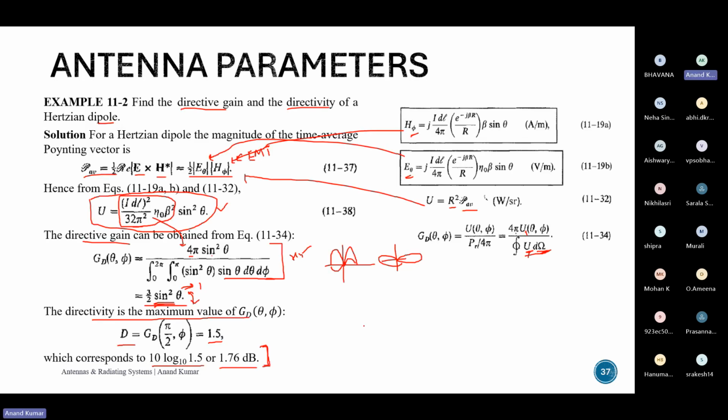Okay, so I'll pause at this example and let you go through the steps. Let me know if you have any queries on this, else we'll move to the remaining slides.